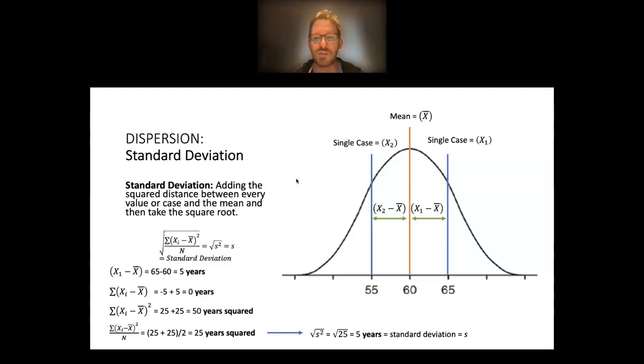So in this distribution, the dispersion of this distribution is 5 years. That means the average case is 5 years away from the mean. Okay, that tells us that the average case is 5 years away from the mean. So that is how we get to the standard deviation and why we get to the standard deviation. It clears up a whole bunch of different issues.